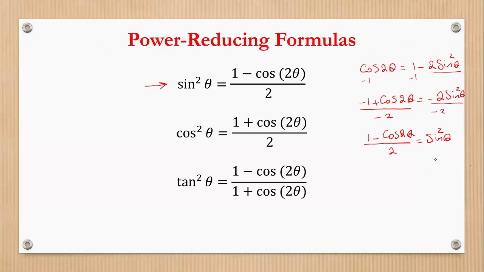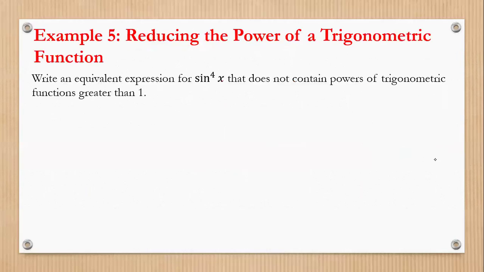Okay, so if you have sine squared or cosine squared and you want to get rid of the power, that's one way that we can do it. We can use either of these formulas. For example, we have a question. It says, write an equivalent expression for sine to the 4th power that does not contain powers of any trigonometric function.